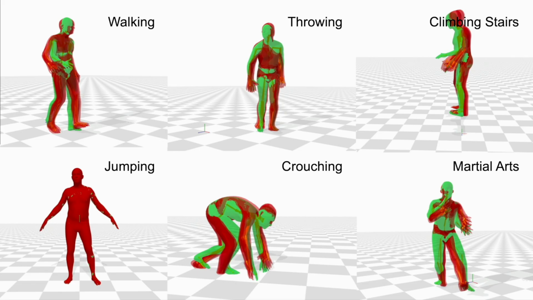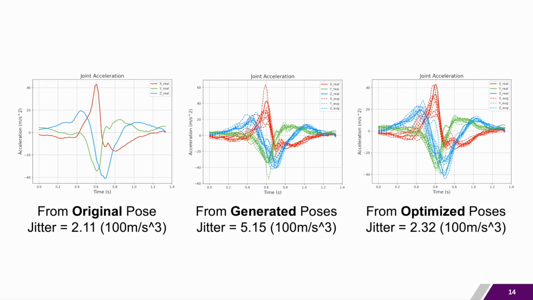Here we visualize the IMU accelerations synthesized from the original pose, poses generated from the VAE module, and poses optimized by the physical module. The generated and optimized IMU signals all cover the IMU space comprehensively, but the optimized IMU signals are closer to the original data, and the signal jitter is significantly smaller than the generated data.